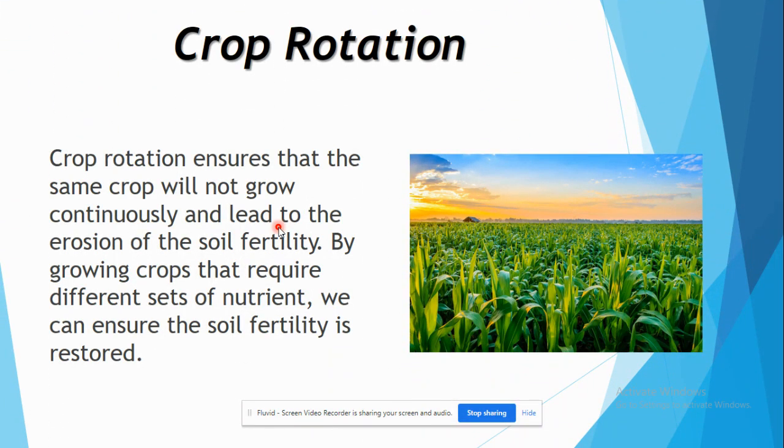Crop rotation. Crop rotation ensures that the same crop will not grow continuously and lead to the erosion of soil fertility. By growing crops that require different sets of nutrients, we can ensure the soil fertility is restored. This is another method of replenishing the soil with nutrients.